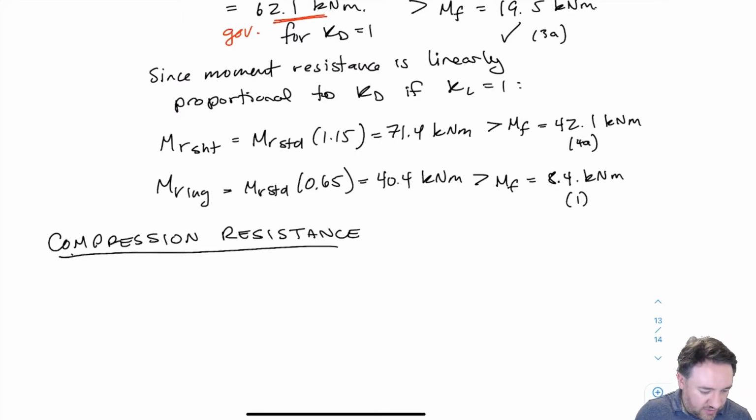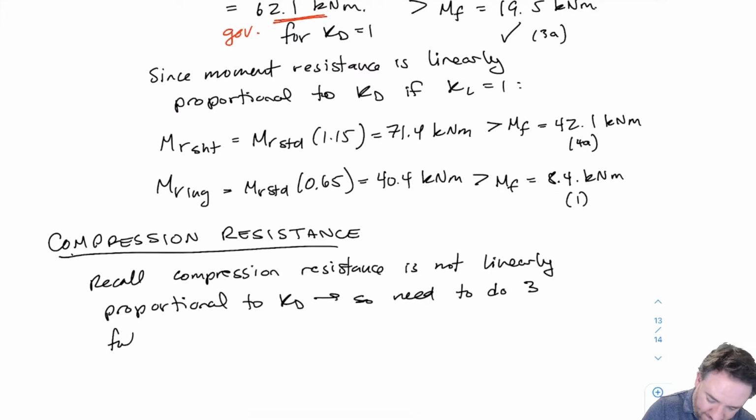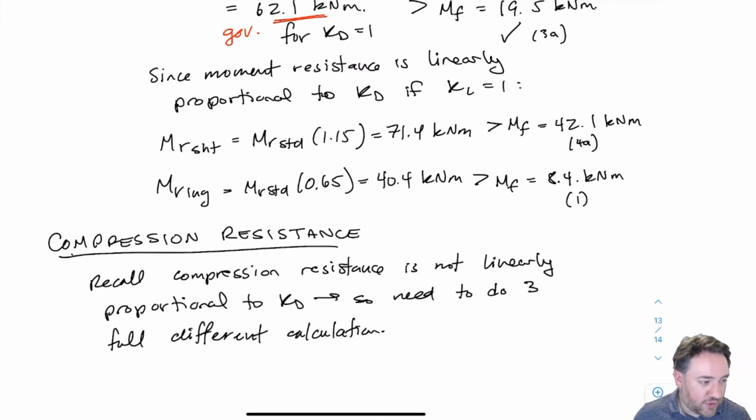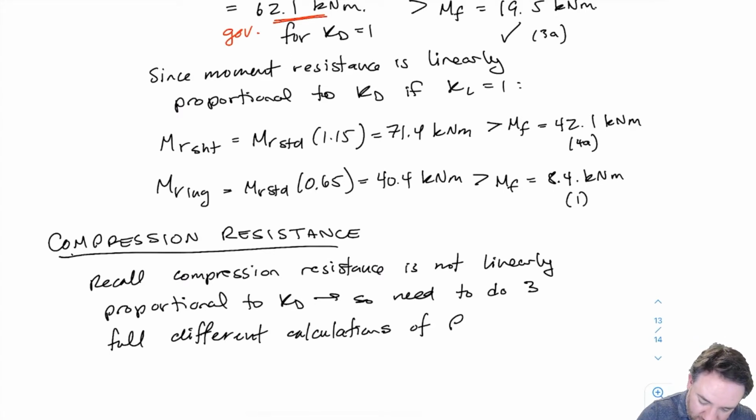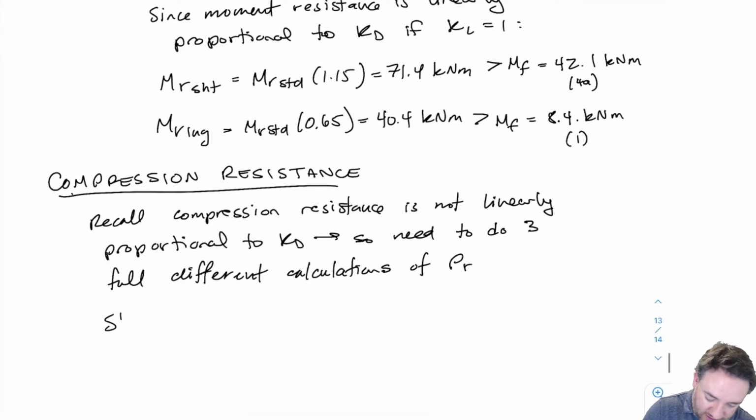Okay, so recall that the compression resistance is not linearly proportional to KD. So we need to do 3 full different calculations of PR, one for each KD value that we have. The first thing that we need to do is calculate our slenderness ratios.